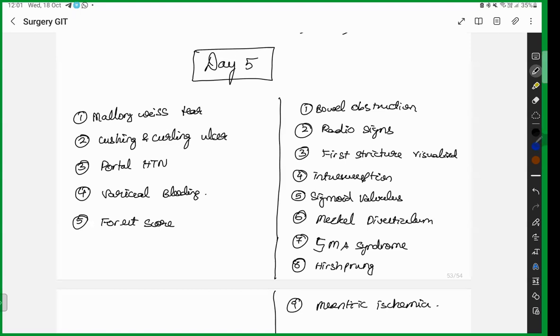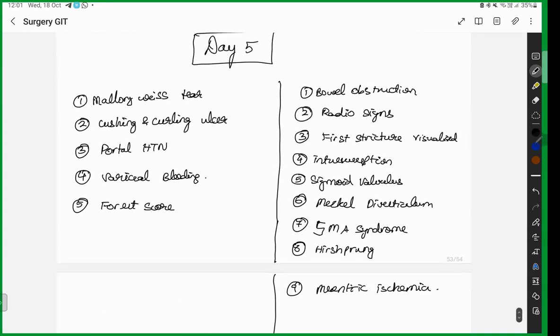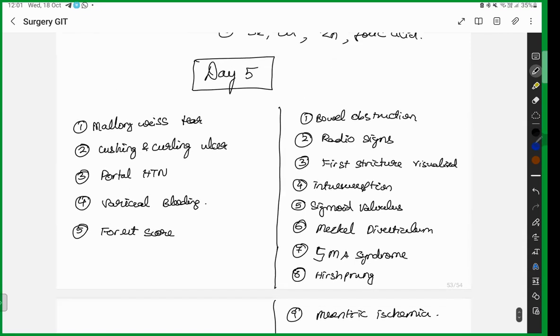And number two, after completing the upper GI hemorrhage, we are going to discuss bowel obstructions and all those small intestinal diseases. That is very important from your exam point of view. So take a screenshot. These are the important questions that can be asked in your exam. I have just written it down. Okay, so we'll just continue from this place.